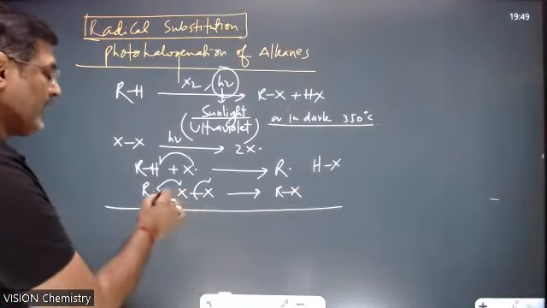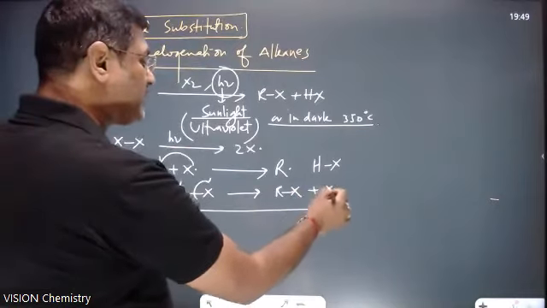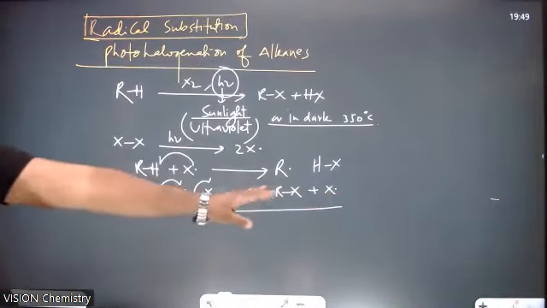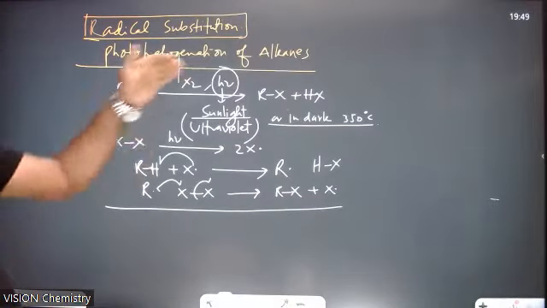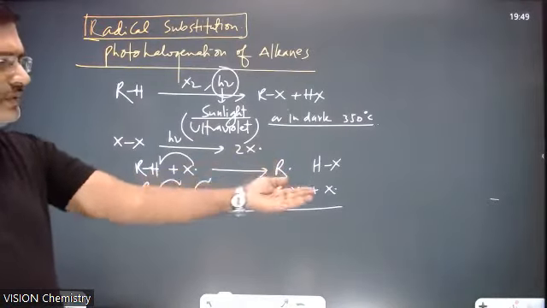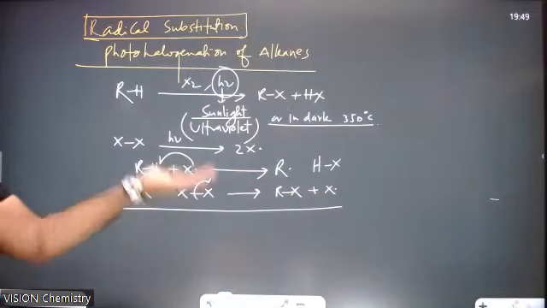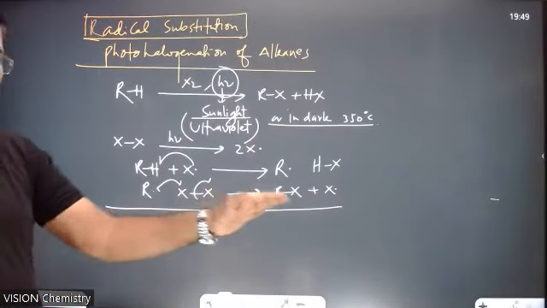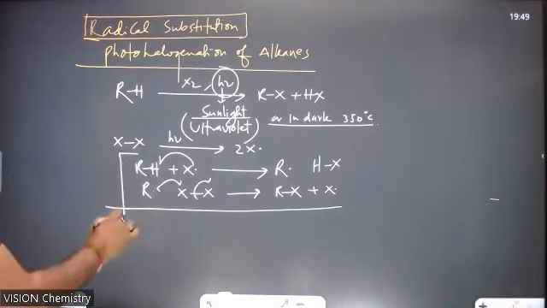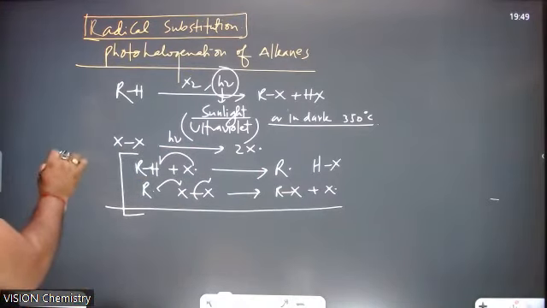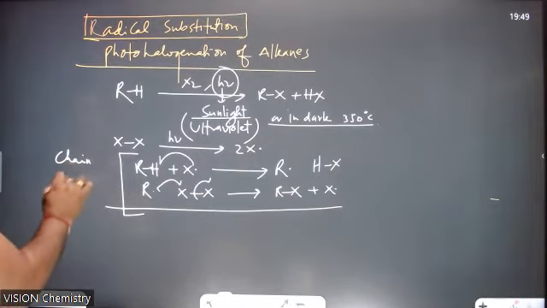Yes, RX forms, and there the X free radical forms. This X will again come to a new RH alkane. Again an alkyl free radical forms, and HX forms. The alkyl free radical will combine with another X2. In this way, the reaction is going on. We say these steps are chain propagation.